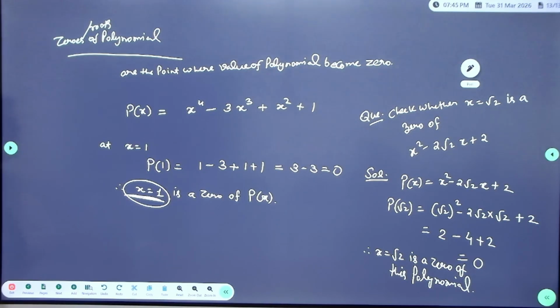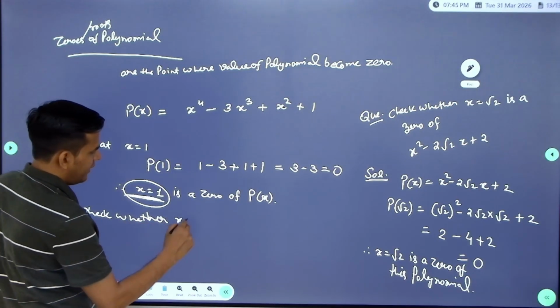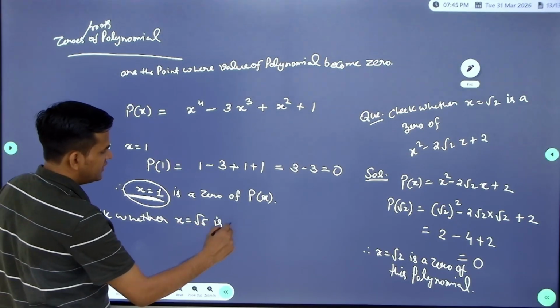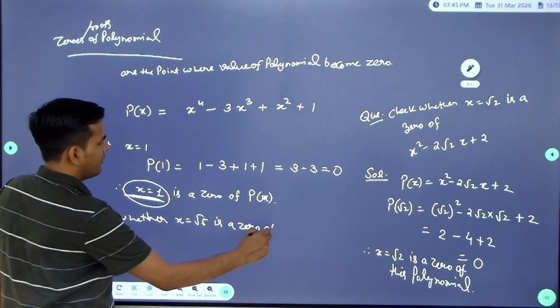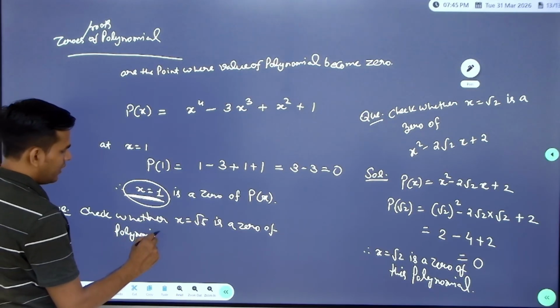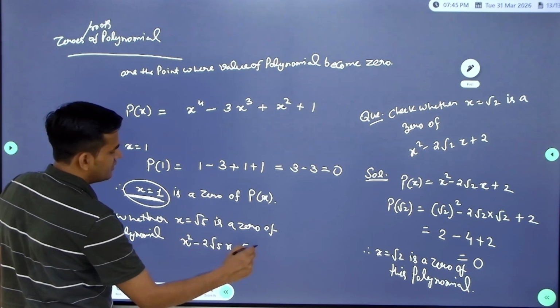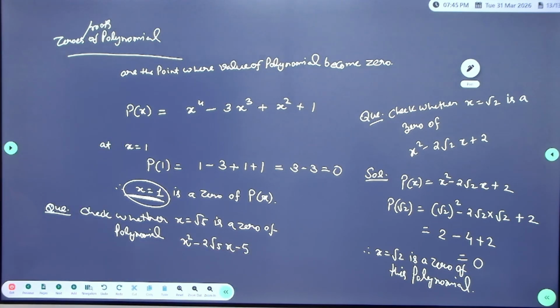Correct? Now, one more question of this type. Check whether x equal to root 5 is a 0 of the polynomial x square minus 2 root 5x minus 5. Check whether x equal to root 5 is a 0 of this polynomial.